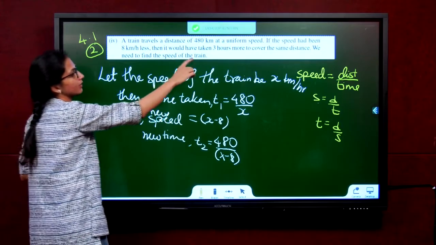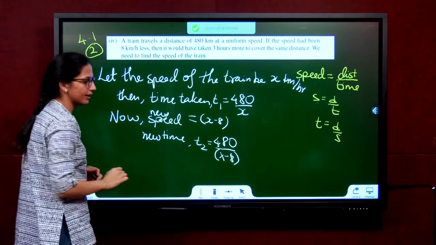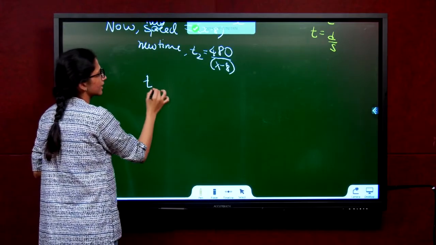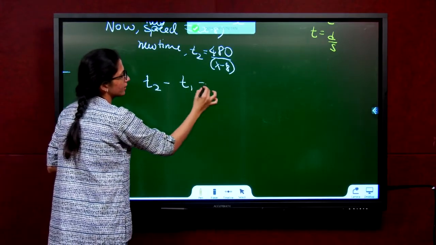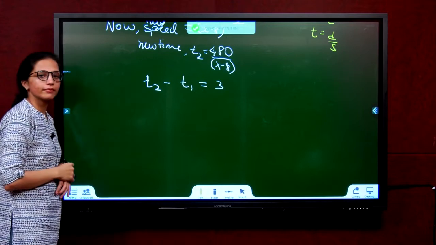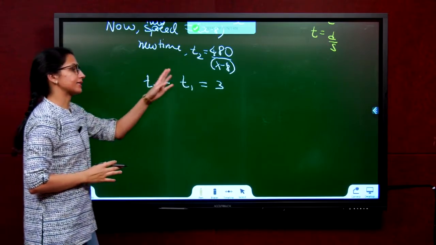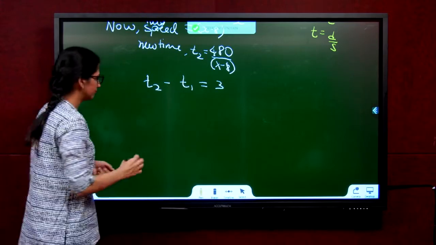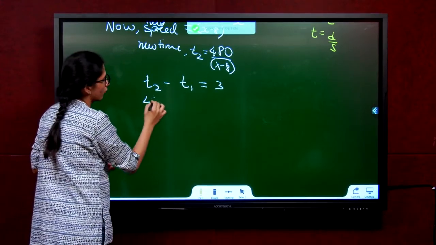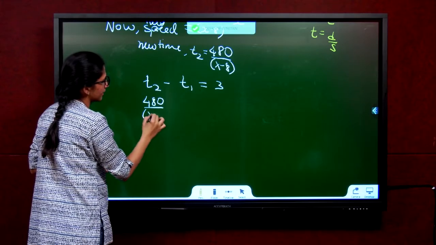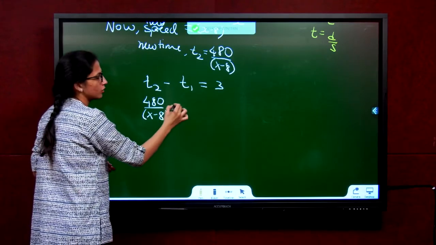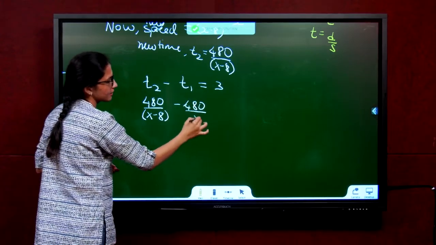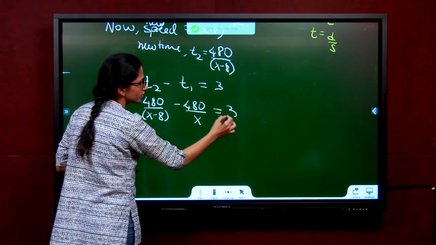New speed takes 3 hours more than old speed. So can I say t2 minus t1 is 3? New speed takes 3 hours more than old speed, so new time minus old time is 3 hours. New speed, 480 by x minus 8. Old speed, 480 by x, is equal to 3.